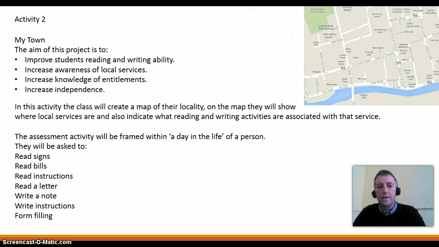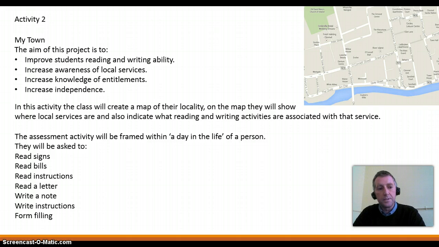In this activity, the class will create a map of their locality. On the map, they will show where local services are and also indicate what reading and writing activities are associated with that service. By doing that, you're increasing awareness of where the services are, what reading is involved, and what writing tasks are involved in dealing with those services.